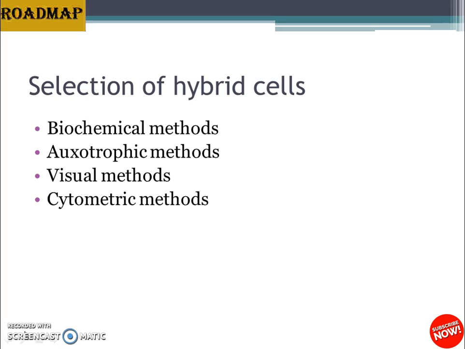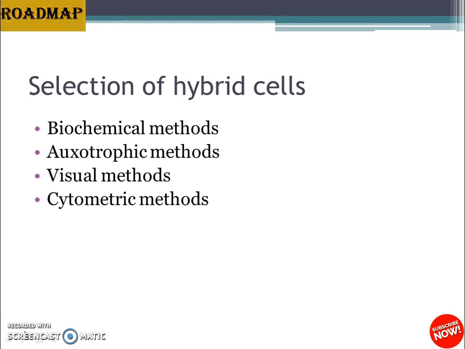Now, selection of the hybrid cells. It is done on the basis of different methods or techniques. About 20 to 25% of protoplasts are involved in fusion. But after fusion, it consists of a heterogeneous mixture of fused protoplasts. This means that both homokaryons and heterokaryons are contained. So it is necessary to select the hybrid cells.